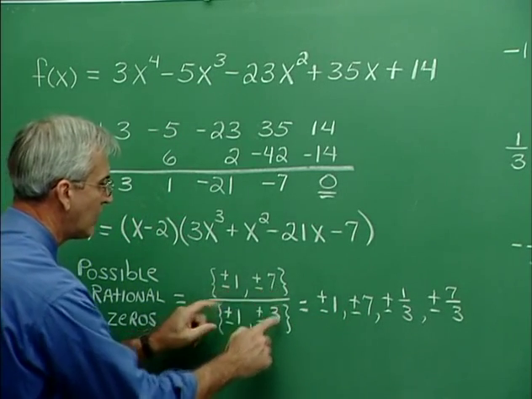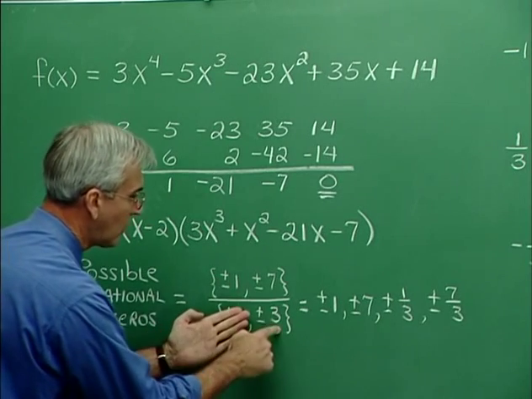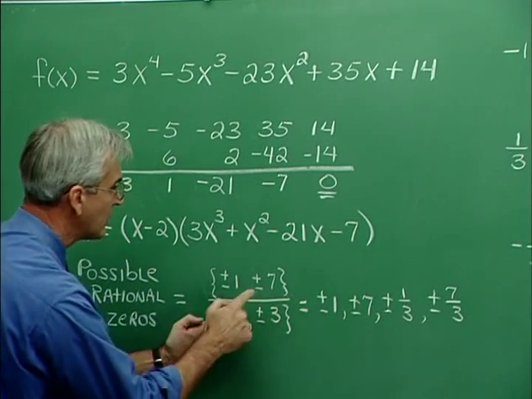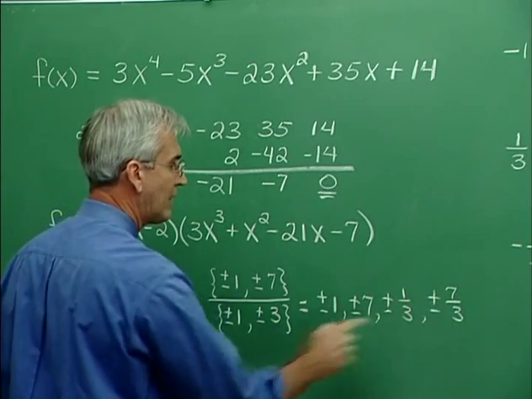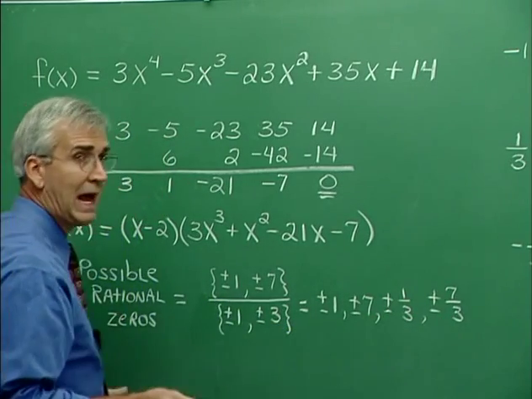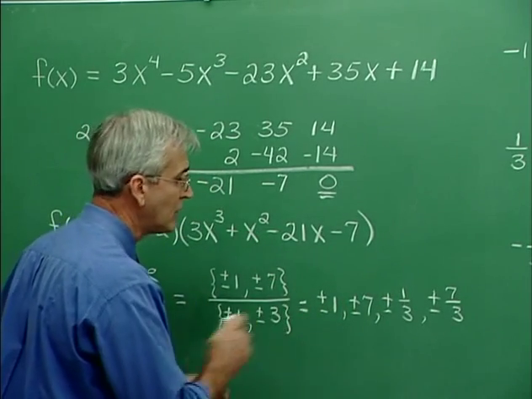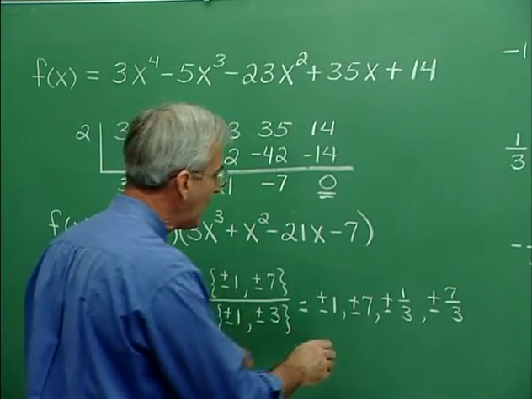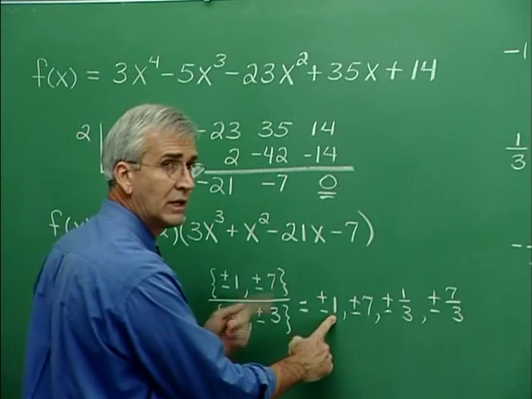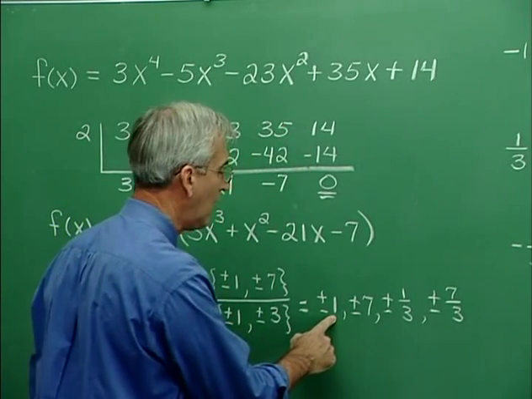And then the 1 and the 7 are over 3. So when 1 is over 3, that's 1/3, plus or minus. And when 7 is over 3, that's 7/3. Now I'm going to take sort of a path of least resistance here. I just want to try the easiest one first. Now I've already looked at plus 1, you see, kind of visually a little while ago.